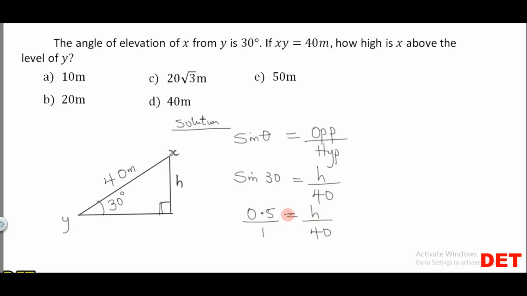So the next thing that you would want to do is to cross multiply. h times 1 will give you h, equal to 0.5 times 40, which will give you 20. So the height of x above the level of y, which is the height here of x from the level of this y, is 20 meters. This is our answer. Alright, so the correct option here is option B, 20 meters. That is the correct answer to this question. Alright, it's quite simple and straightforward.